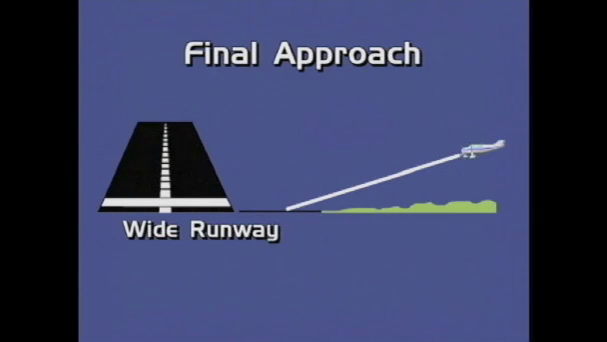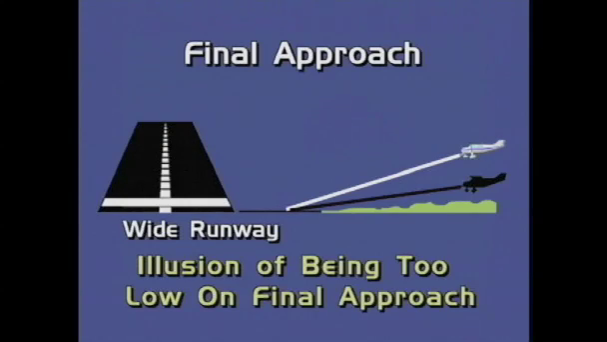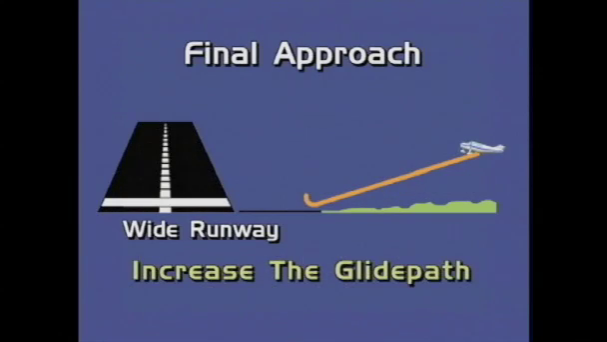An approach to an unusually wide runway may produce the opposite illusion of being low on final approach. If believed, you may respond by pitching the aircraft nose up to increase glide path, which may result in a low-altitude stall or a missed approach.